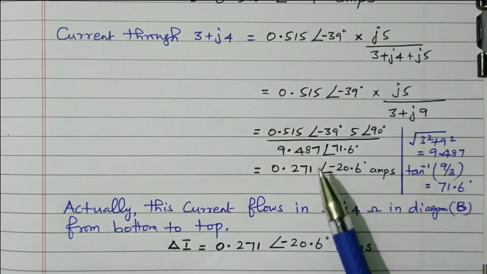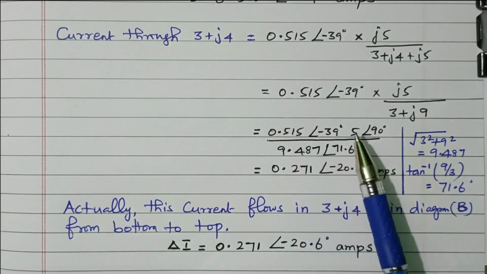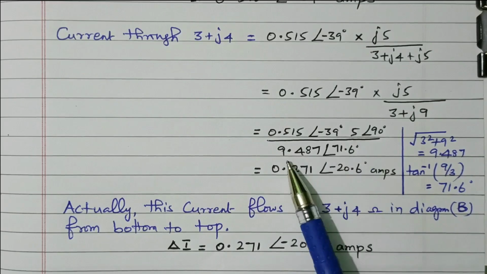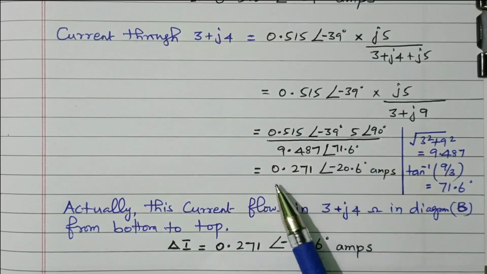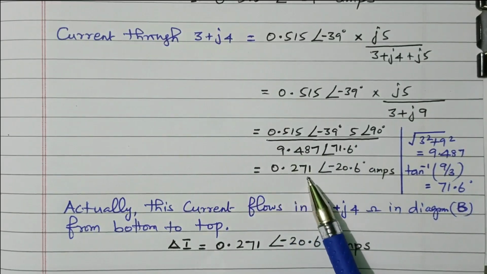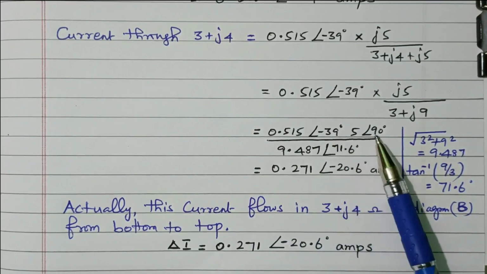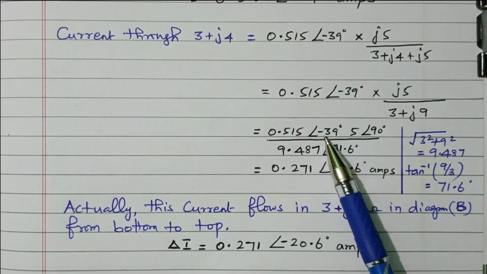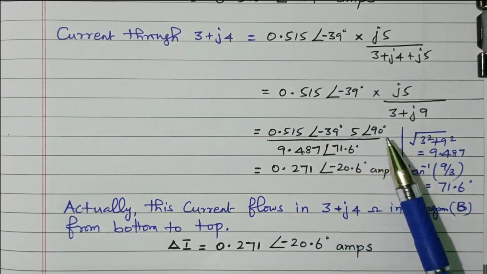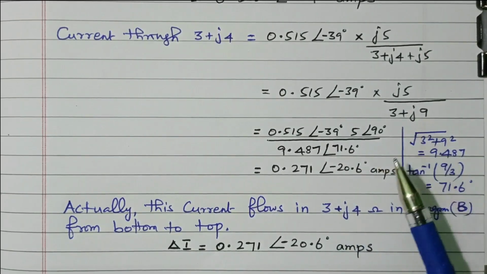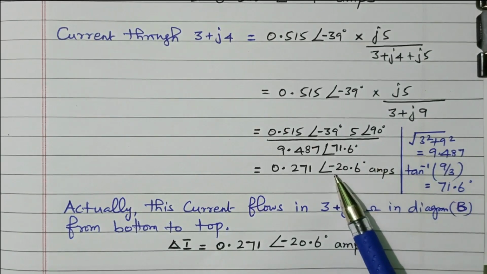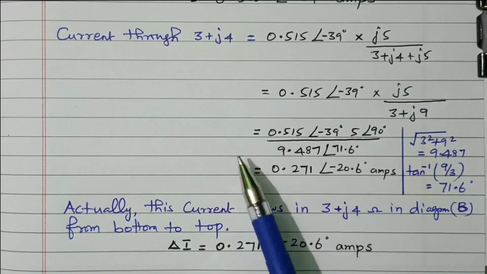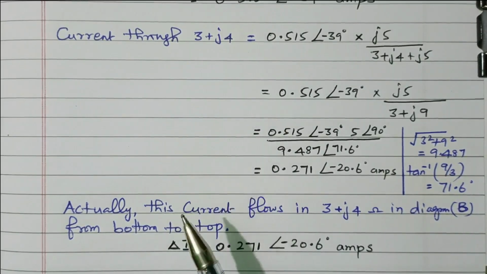Now everything is available in polar form, so these should be multiplied. 0.515 into 5 divided by 9.487 is 0.271. Then for the angle, these two angles should be added and from that you have to subtract: minus 39 plus 90 minus 71.6. So this value is minus 20.6. Now we calculated the current through the 3 plus J4 ohm resistor.